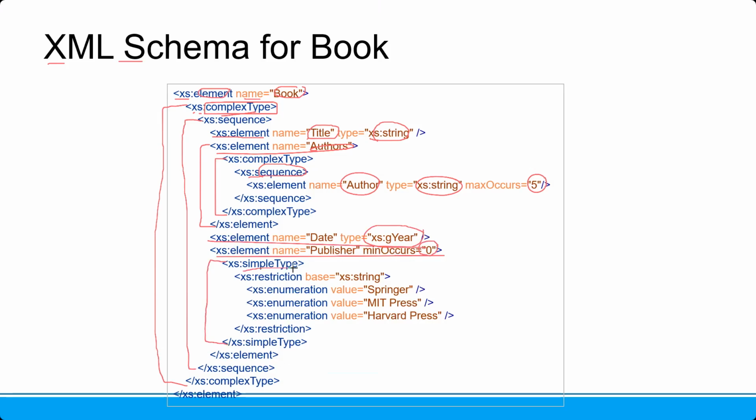So this is a simple type because you can choose among the options. For example, this option requires a string data type, and the value will be a choice, whether it is Springer or MIT Press or Harvard Press. So this is a choice, and you can put it into the publisher data. At the end, you just close the element, close the sequence, and close the complex type. So this is the schema using the XML format.